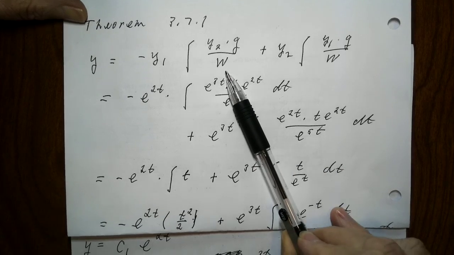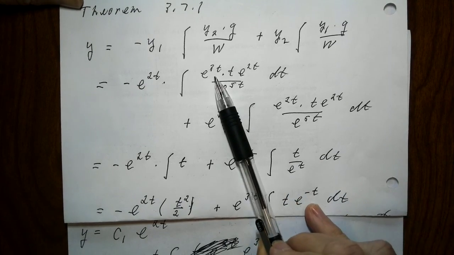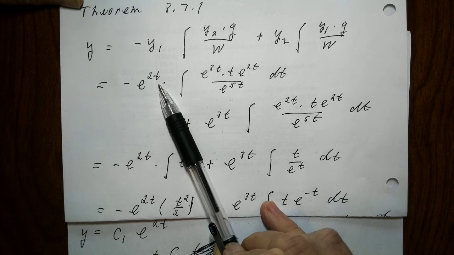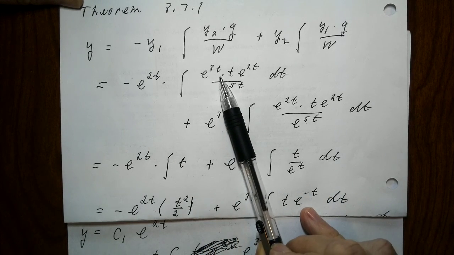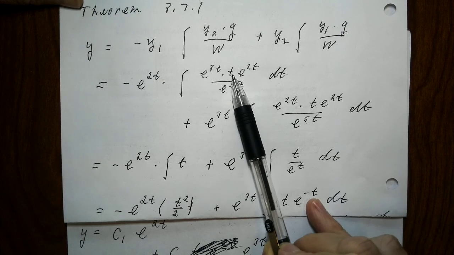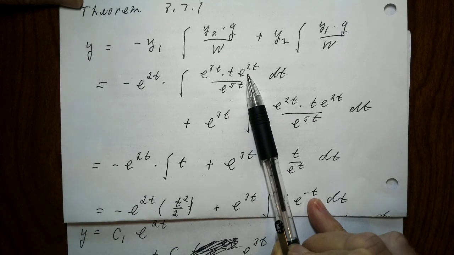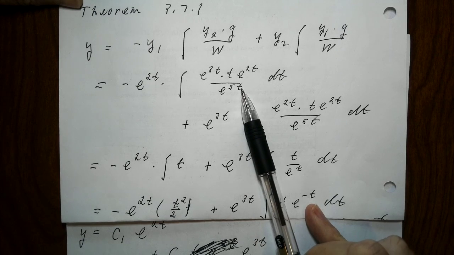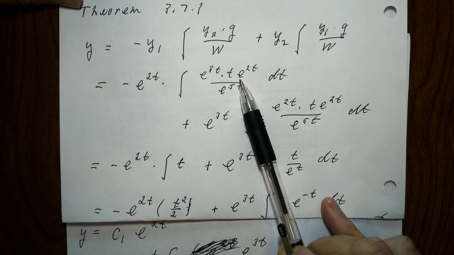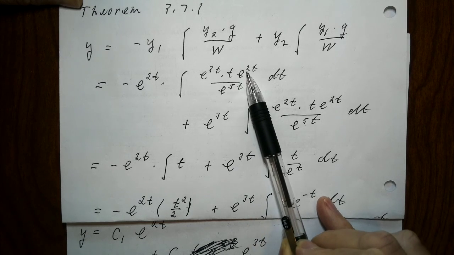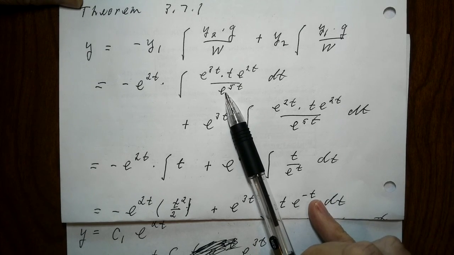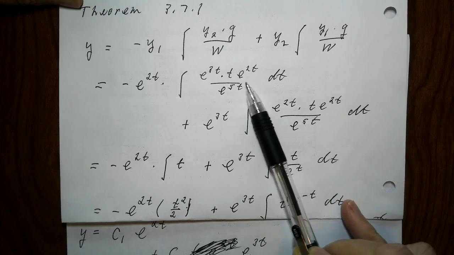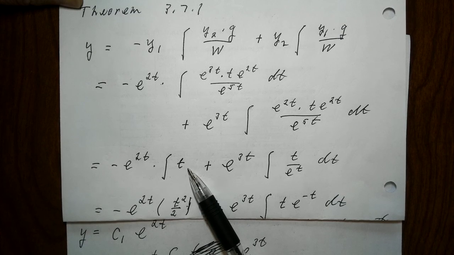Taking a look at this example, we saw that y1 was e to the 2t, so we have minus e to the 2t. y2 was e to the 3t. G of t, the right side, was t e to the 2t. And then we computed the Wronskian on the previous page. That was e to the 5t. We can see how this is going to simplify pretty easily. We'll have e to the 5t in the numerator, e to the 5t in the denominator. So this whole thing will be reduced to just the integral of t, which I've written down right here.